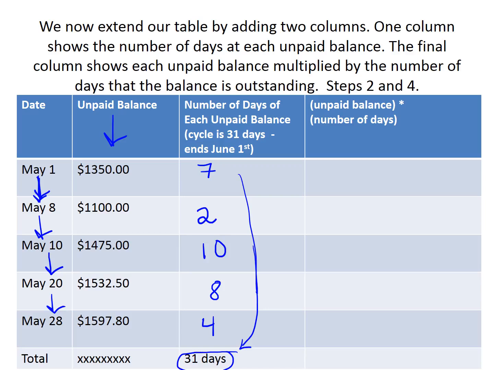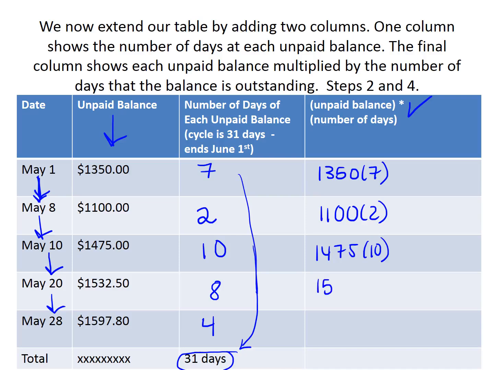So remember, we're calculating the average unpaid balance. In this column, we do the unpaid balance times the number of days: 1350 times 7. I'm just going to write them out first. 1100 times 2, 1475 times 10, 1532.50 times 8, and 1597.80 times 4 days. All right, just the unpaid balance times the number of days of that unpaid balance.